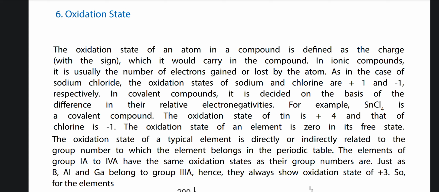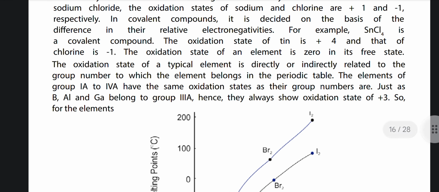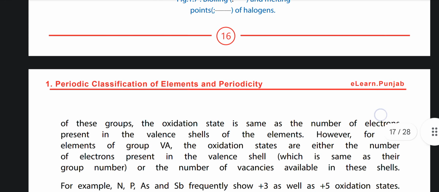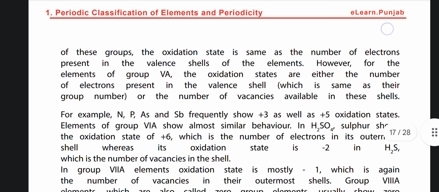The oxidation state of an element is 0 in its free state. The oxidation state of a typical element is directly or indirectly related to the group number to which the element belongs in the periodic table. The elements of group 1A to 4A have the same oxidation state as their group numbers, just as boron, aluminium and gallium belong to group 3A. Hence, they always show the oxidation state of +3. So, for the elements of these groups, the oxidation state is the same as the number of electrons present in the valence shell of the elements.